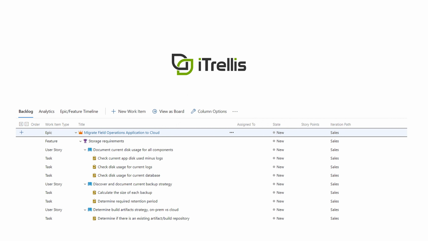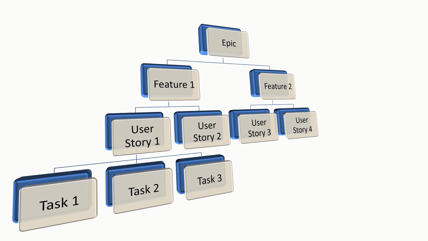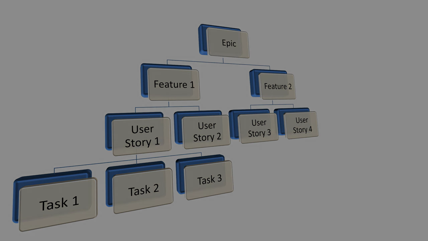In this video, you will see how to rapidly build this backlog with a CSV text file. When you have work which follows a repeatable pattern, such as moving applications to the cloud, having a template to create backlogs from can save a lot of time. The file can be used to create epics, features, user stories and tasks with proper parentage.